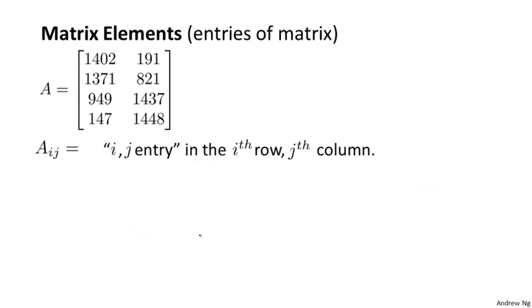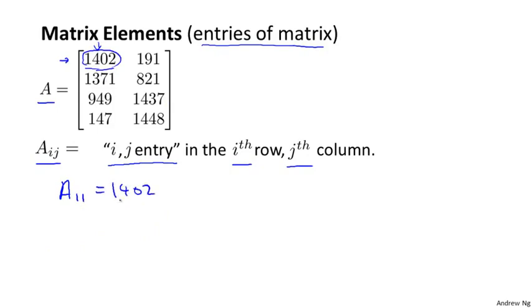Next, let's talk about how to refer to specific elements of the matrix. By matrix elements, I just mean the entries, or the numbers inside the matrix. In the standard notation, if A is this matrix here, then A subscript ij refers to the i, j entry, meaning the entry in the ith row and the jth column. So for example, A11 refers to the entry in the first row and the first column. So A11 is equal to 1402.